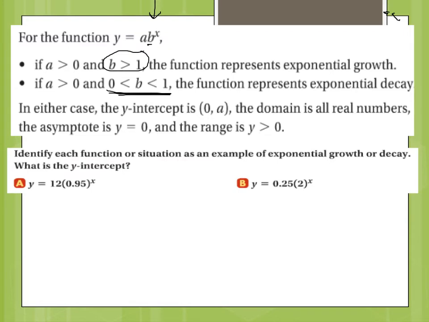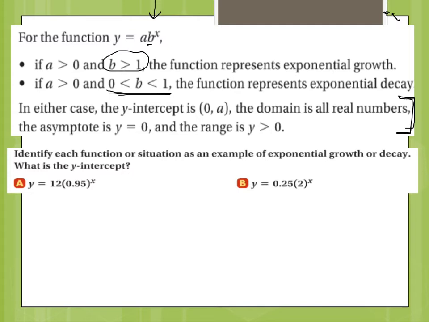But this information right here always stays the same. The y-intercept will always be at (0, a), whatever a is. The domain, or the x values, can be all real numbers. There's an asymptote at y equals 0. That means that the function cannot go over y equals 0. And the range, y, is always going to be greater than 0.